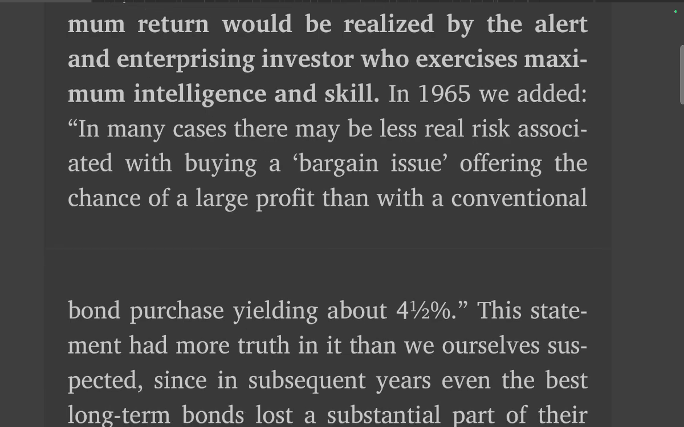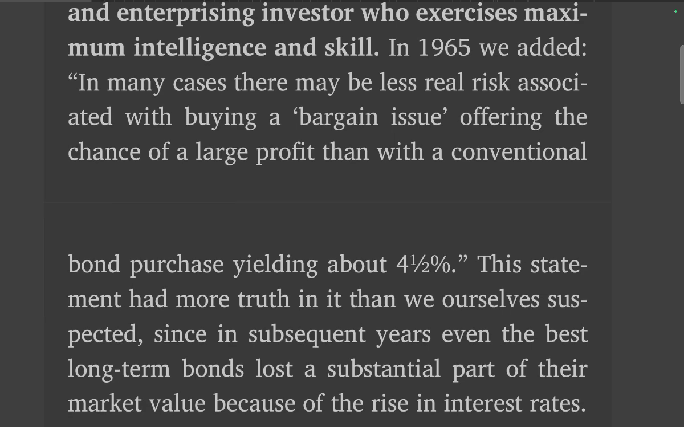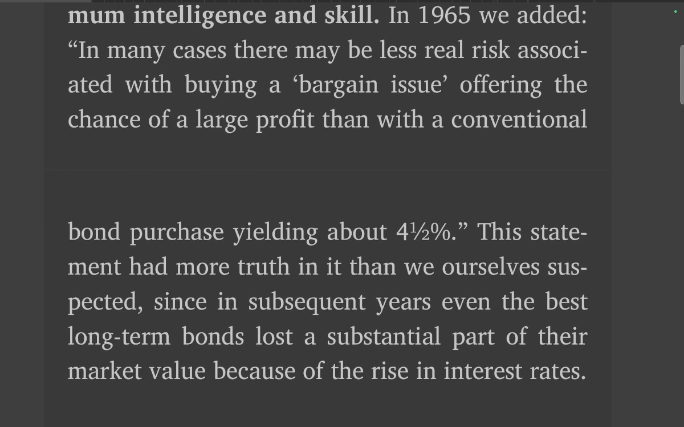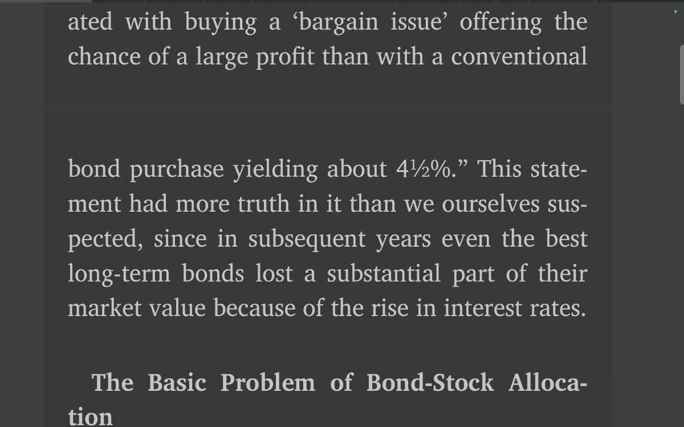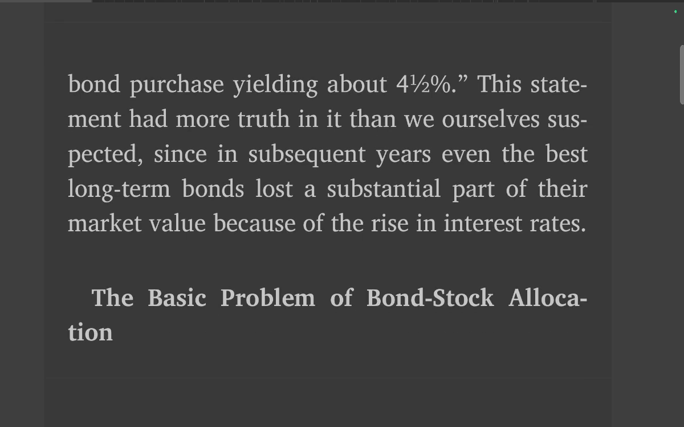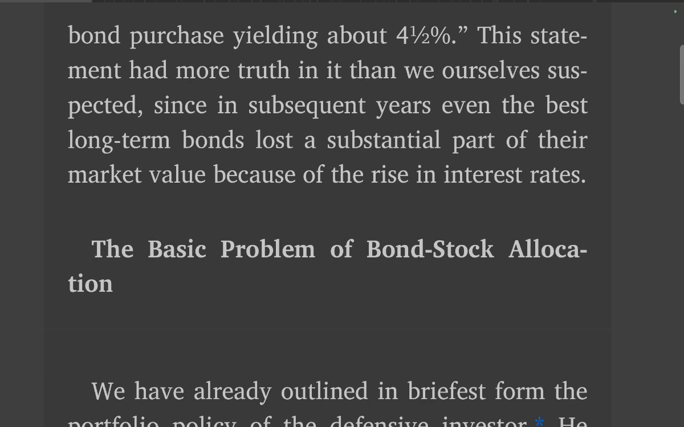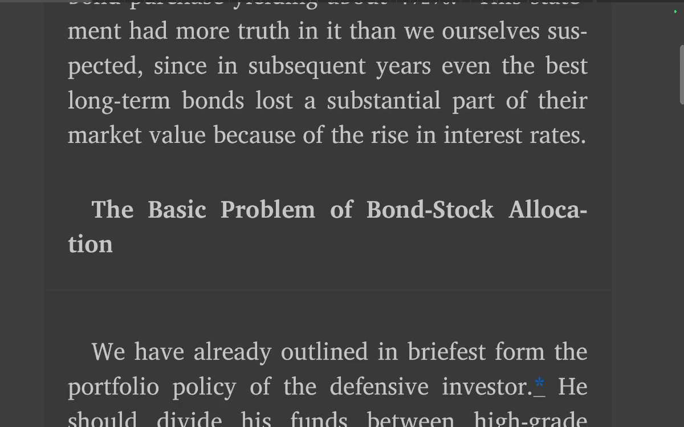In 1965, there may be less risk associated with buying bargain issues, which offer a chance of large profit, than with the conventional bond purchase yielding 4.5%. A statement that was more than true, as we also expected, since in the subsequent years even the best long-term bonds lost a substantial part of their market value because of the risk of interest rates.